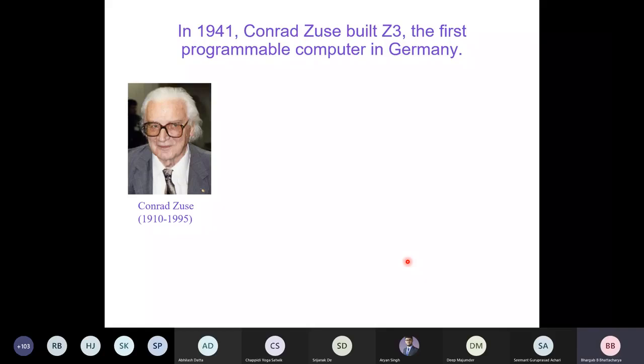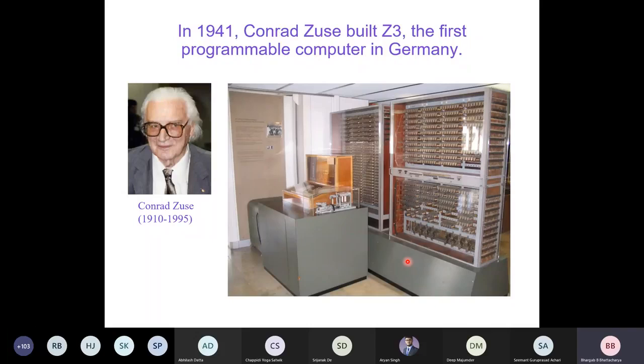So this is Professor Konrad Zuse, and he built a machine called Z3. This is the first programmable computer in Germany. That means you can write a program. It's a sort of general purpose computer, in the sense that you can write a program and the computer can execute the program for different users. Okay, so that's in 1941, just before, during the Second World War, as you can see.